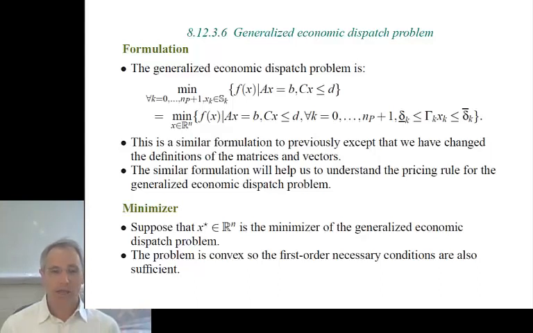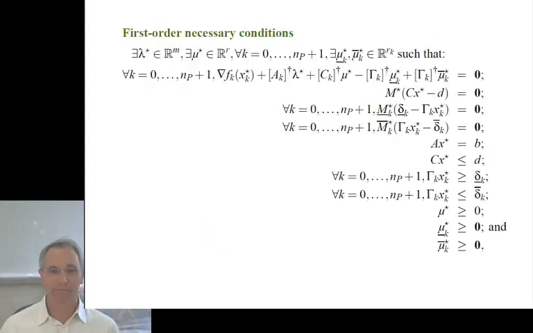As always, to get started, we're going to suppose that x star is a minimizer of our problem, in this case of the generalized economic dispatch problem. And because this problem is convex, we'll continue to assume that f is convex, and the linear equality and inequality constraints define a convex region. So the problem is convex. The first order necessary conditions are not only necessary, but sufficient. Here they are. This should look very familiar to the previous case.